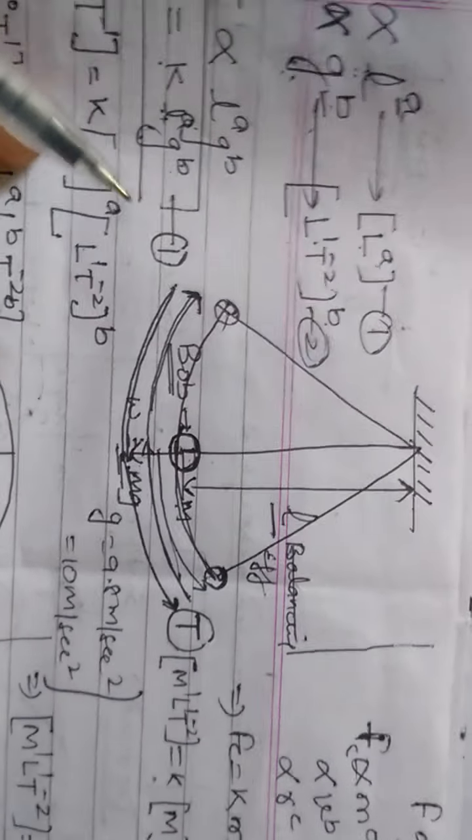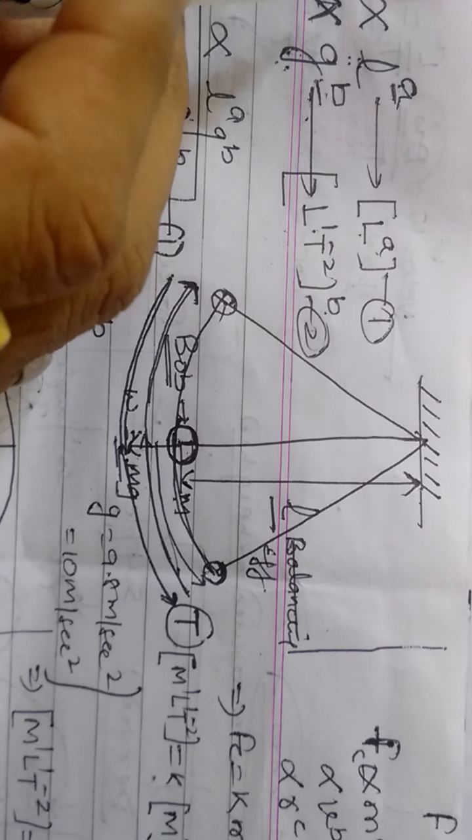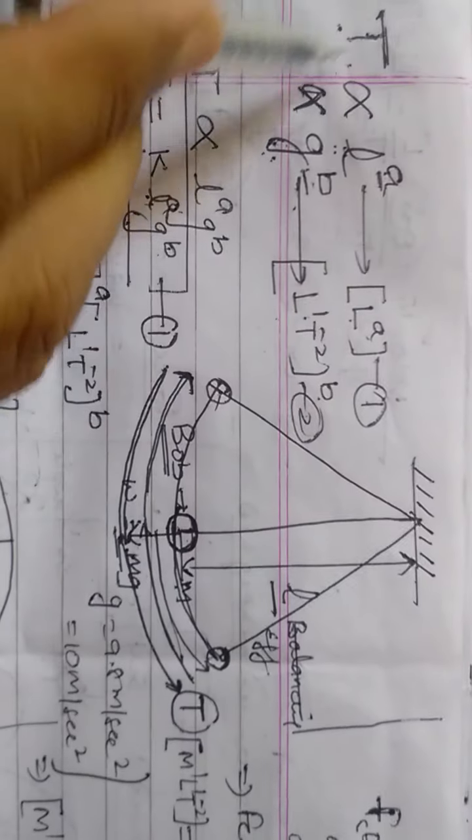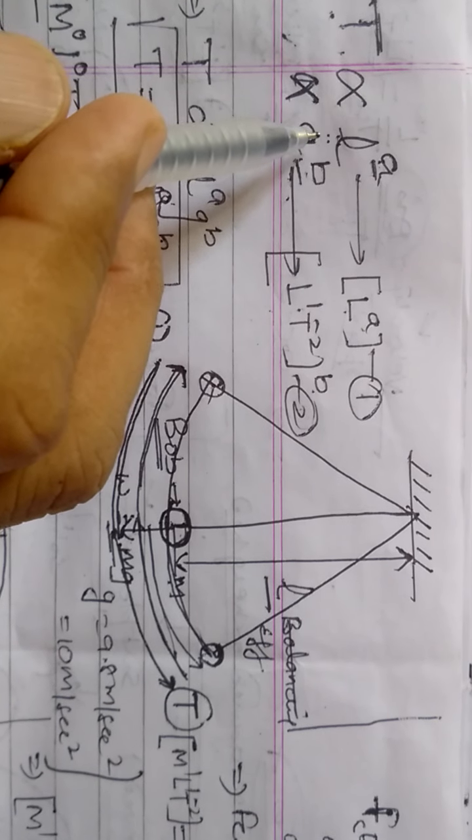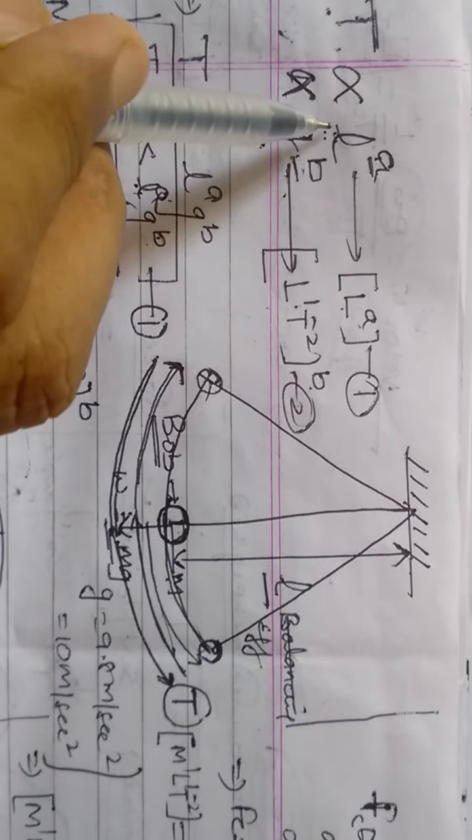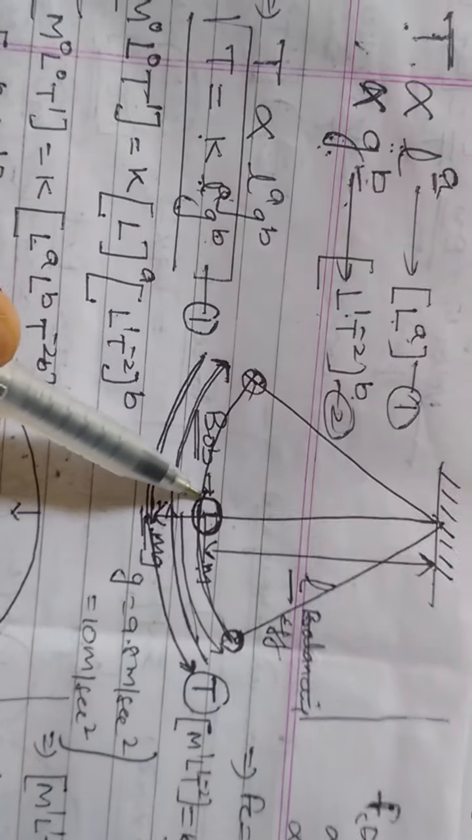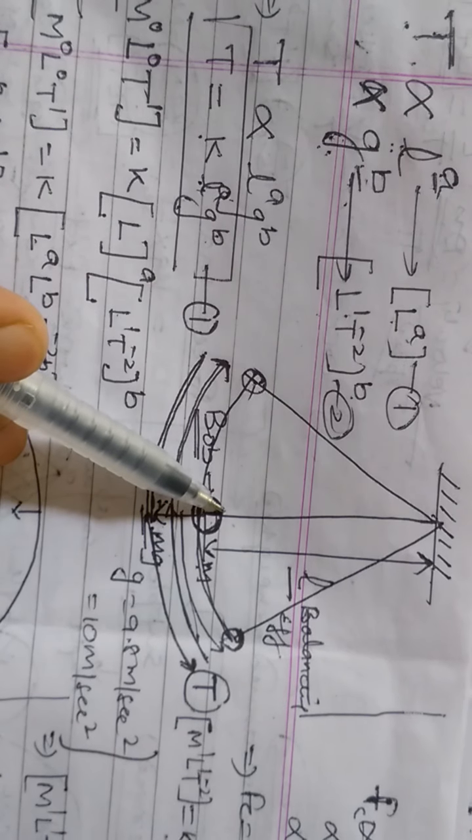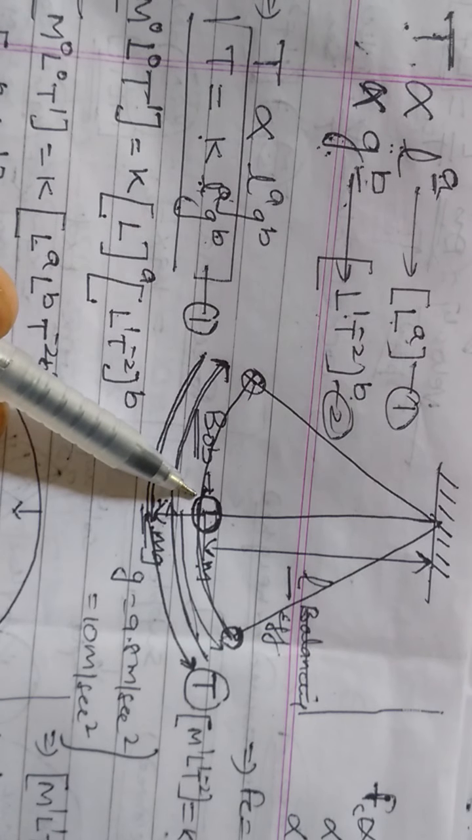Now this time period depends upon, suppose we can derive a formula, a physical quantity that depends upon three things, not more than three things actually. This time period depends upon the effective length L. What is effective length? Length of the string plus radius of the bob makes the effective length of the pendulum.